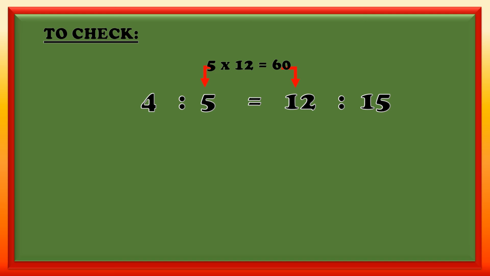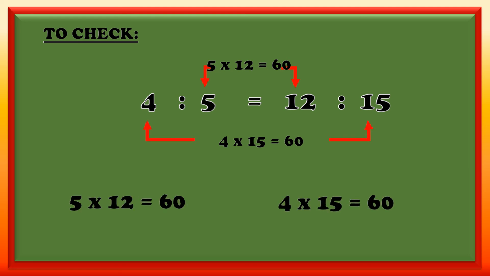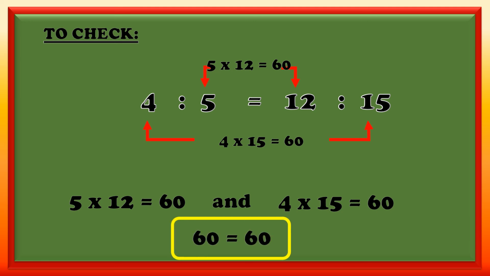Okay, now to check if our answer is correct, we just change n to the value that we were able to get, okay? So we have now 4:5 is equal to 12:15, okay? And then we get the product of the means. 5 times 12 is equal to 60. And then we get the product of the extremes. 4 times 15 is equal to 60. So since 60 is equal to 60, then we have a proportion and the value of n, which is 12, is correct. Okay, did you get that?